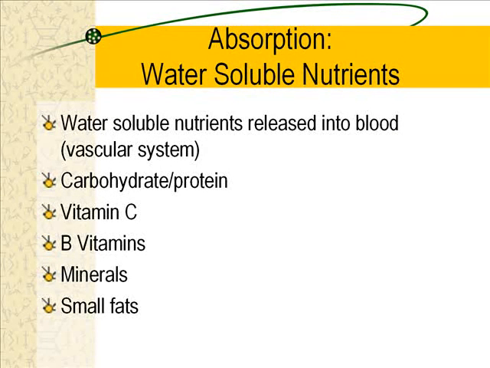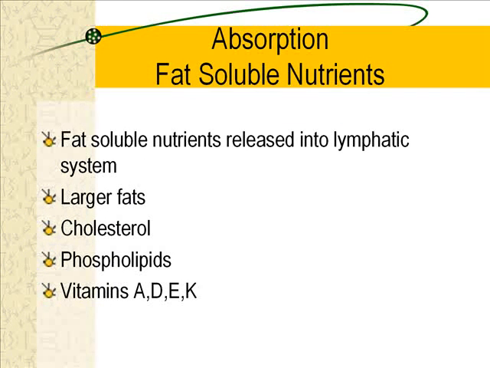We have two categories of nutrients, and based on what category the nutrient falls in, that affects how it is absorbed into our system. First, we'll talk about water-soluble nutrients. Those are absorbed into the bloodstream or the vascular system. The nutrients that fall in this category are things like carbohydrate, protein, vitamin C and the B vitamins, the minerals, and then some of the small particles of fats. Most of the fats in our diet don't fit in this category, but there are a few small fat particles that would be absorbed directly into the vascular system.